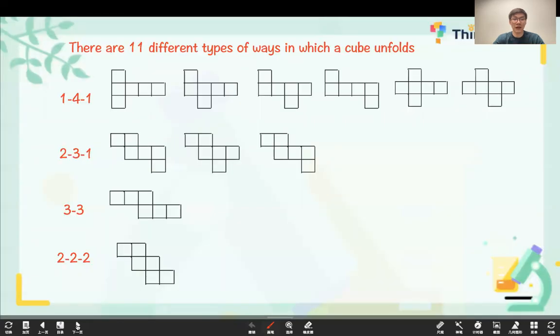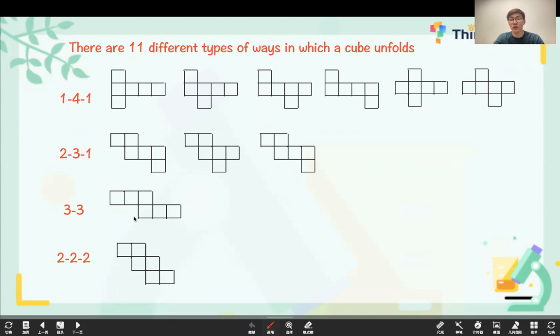So when we're talking about nets, what do we mean? Well, this is the shape that you get if you unfold a cube. And how many different ways are there of doing this? Well, we can see that there's actually lots and lots of different ways, 11 to be exact, which I have broken down into 4 separate sections, okay?